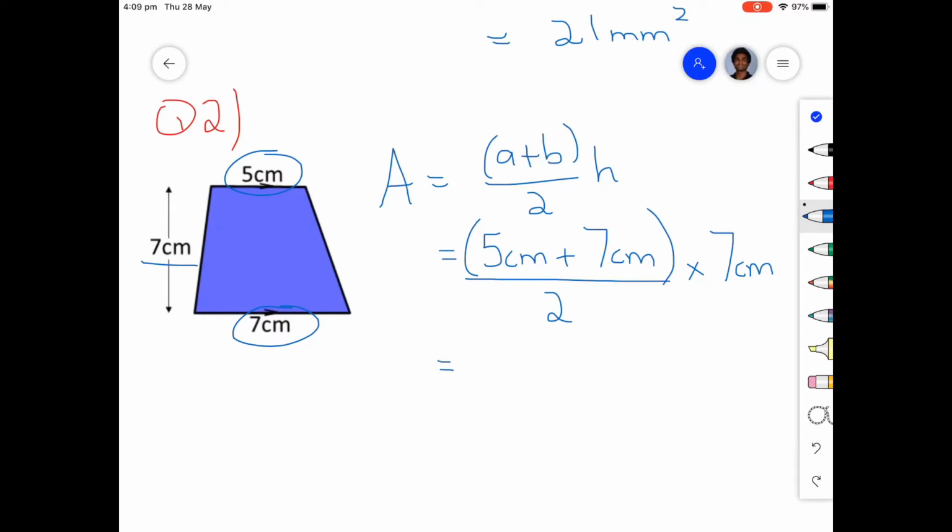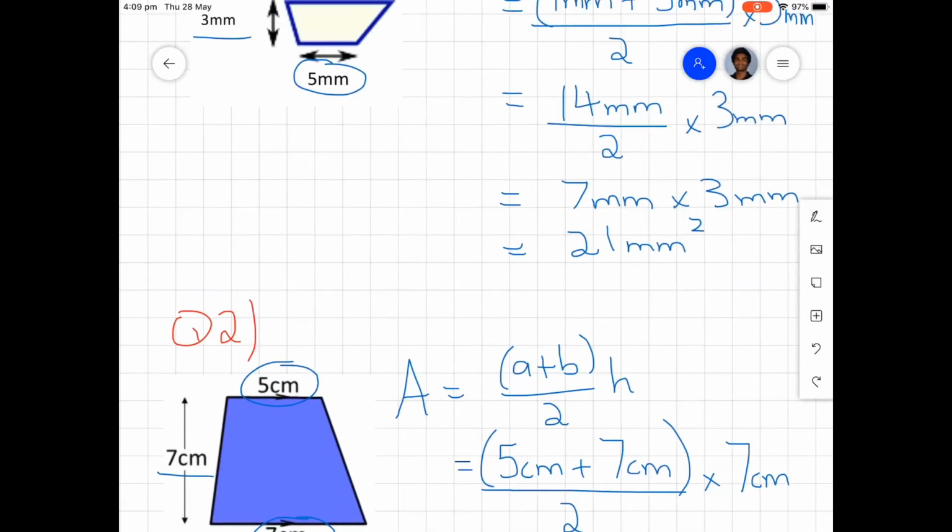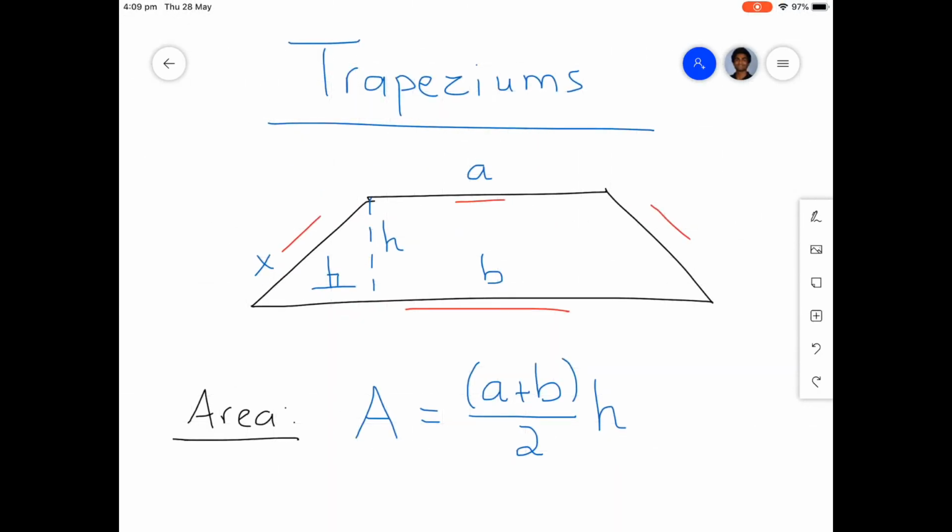Now on our next line, we simplify our brackets. 5 centimeters plus 7 centimeters will be 12 centimeters, divide by 2, and then multiply by 7 centimeters. Simplifying our fraction, we have 6 centimeters times by 7 centimeters, so our final answer will be 42 centimeters squared. So that's how you calculate the area of a trapezium.